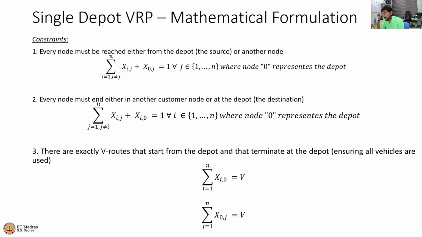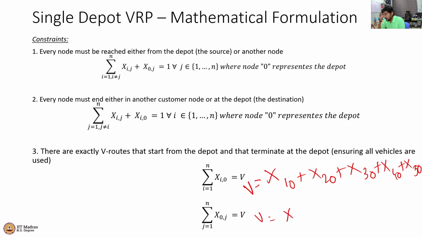So that is basically meaning I must have all the vehicles starting from 0 and I must have all the vehicles ending at 0, and the sum of these must be equal to V. So if I go from 1 to 0, if I go from 2 to 0, if I go from 3 to 0, if I go from 4 to 0, if I go from 5 to 0, this must be equal to V.